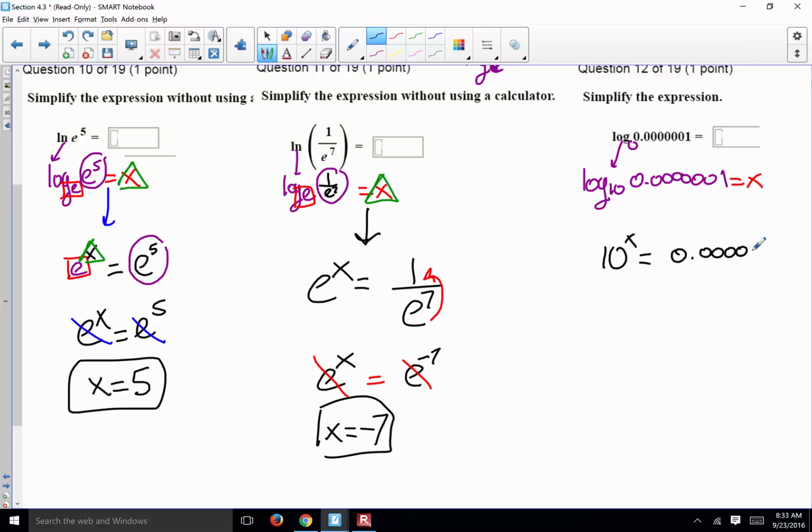1, 2, 3, 4, 5, 6 zeros. Let me double check again. 1, 2, 4, 5, 6. Okay. Alright. Now, how can I? We need to make this into a power of 10. How? What power of 10 is that thing? Or maybe we should first make that one a fraction.